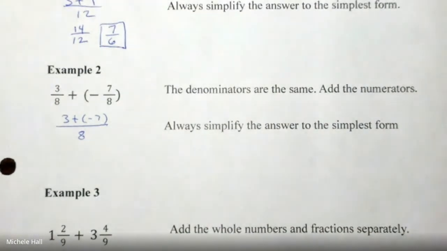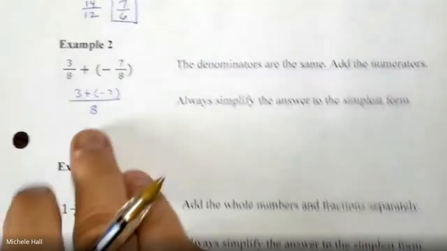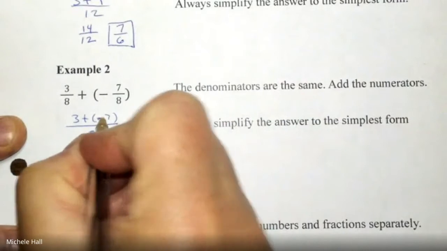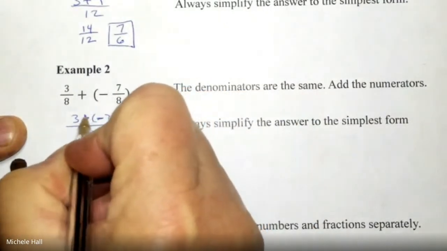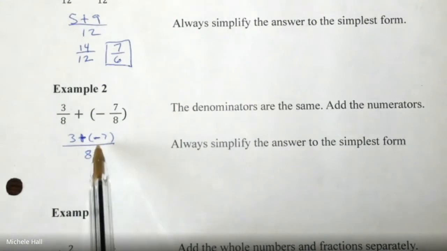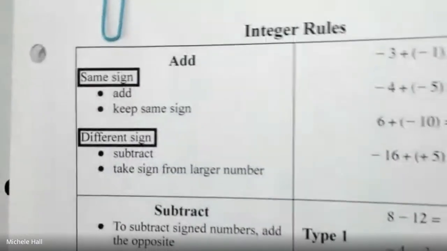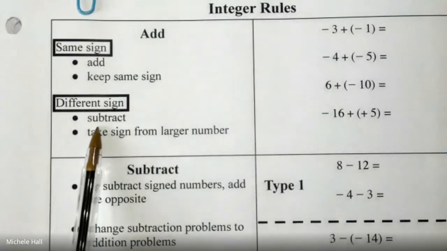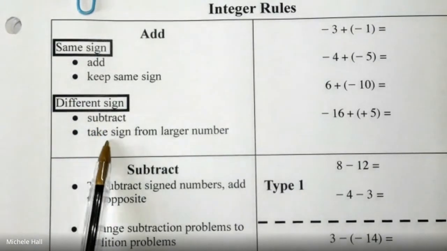What are the signs that we're adding? I'm just looking at the numerator. 3 plus negative 7. Here's the adding symbol. We're adding. Are we adding the same sign or different signs? We have a positive 3 and a negative 7. So you can still look back at these rules right here. We are adding different signs. What does it say to do? We subtract and take the sign from the larger number.